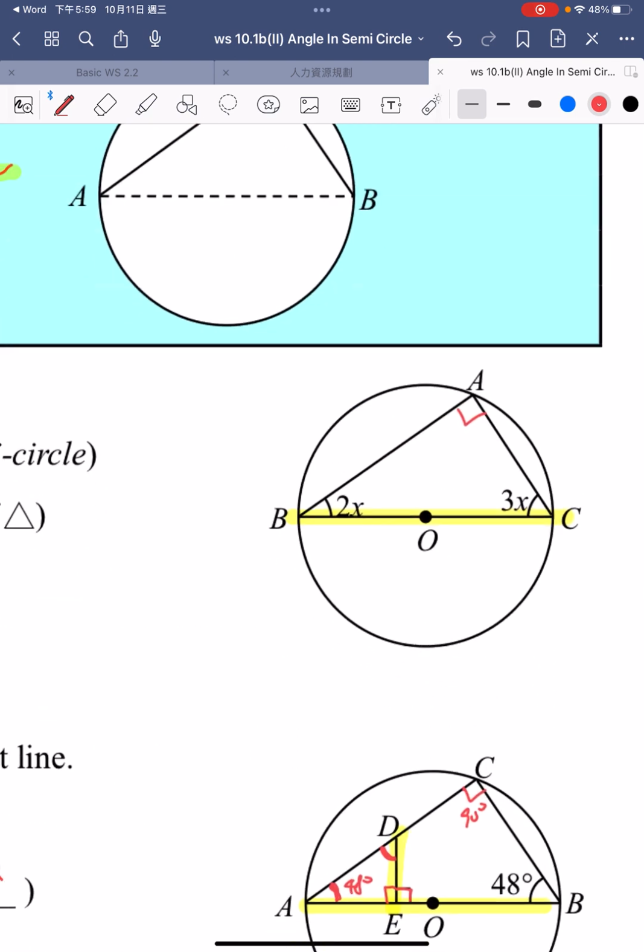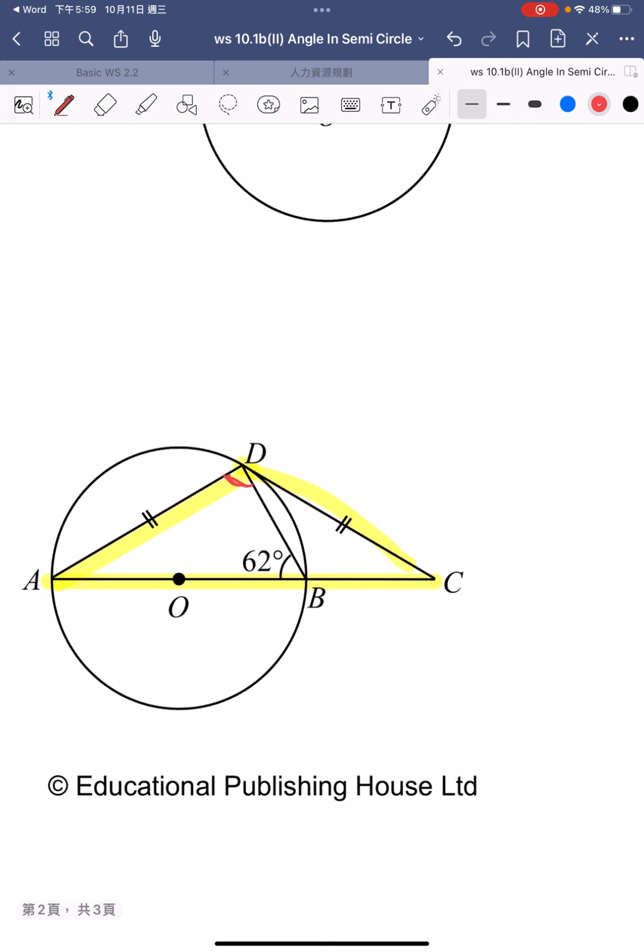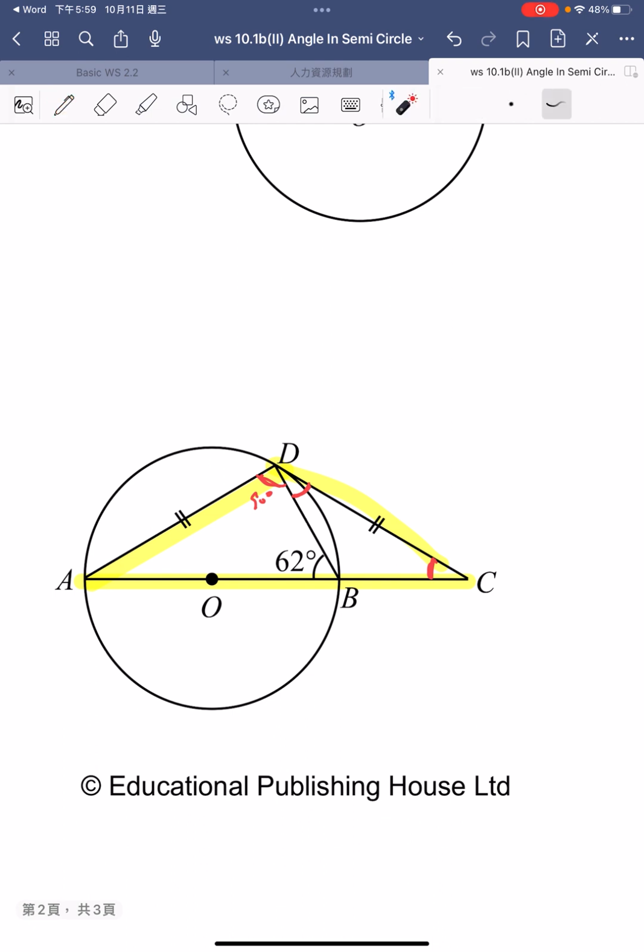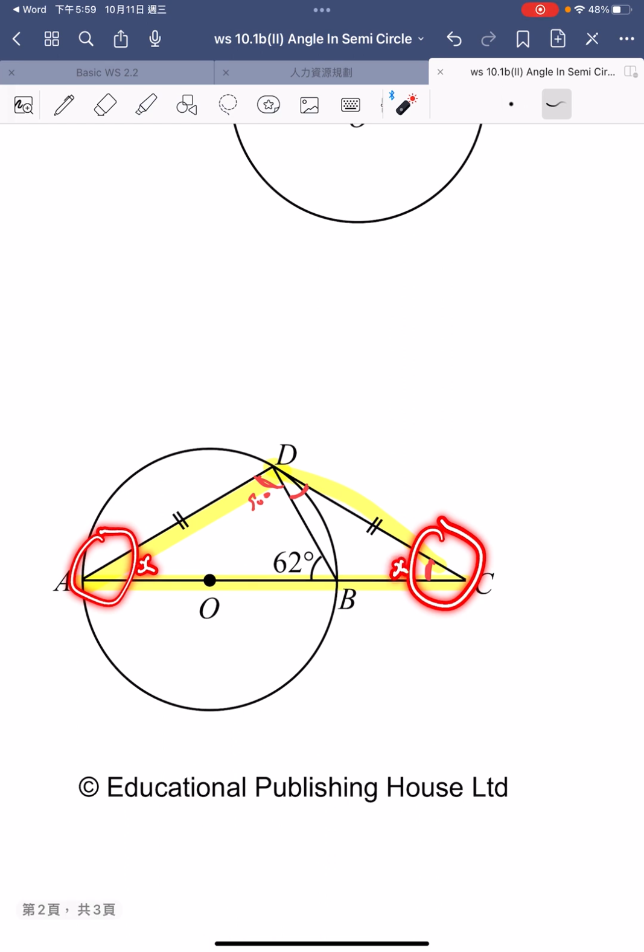So where is BCD? BCD is actually here. So that's the first angle we need to find. We got this angle is equal to 90, and we need to find out the angle of BDC. So these are the two angles we need to find. How can we find it? First of all, if these two lines are parallel, this angle is going to be equal to this angle, right? That's something we want to find. So we let it be x.